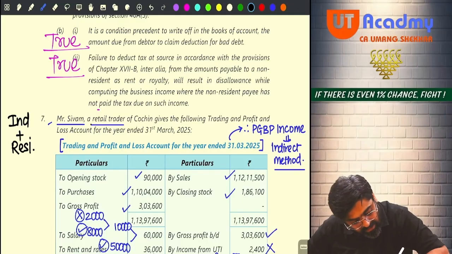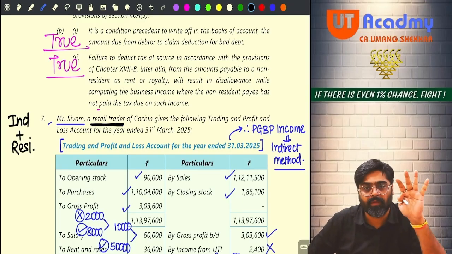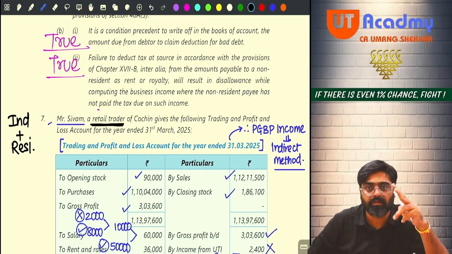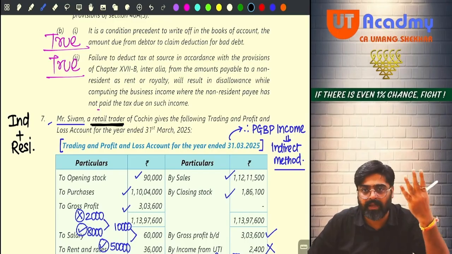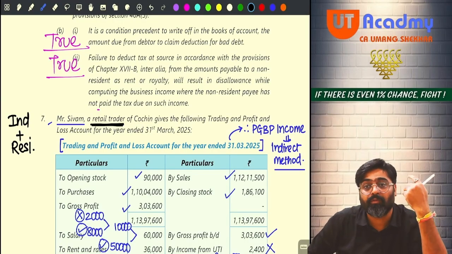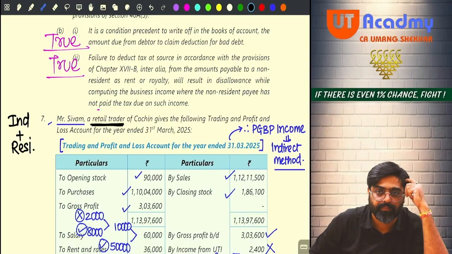His business is a retail trade business. So for retail trade, can he follow 44AD? Yes, because it is not 44AA professions, 11 professions. It is not a transport business. It is not a commission or brokerage earning business. It is not an agency business. Any other business, retail business is covered in any other business. Yes or no?